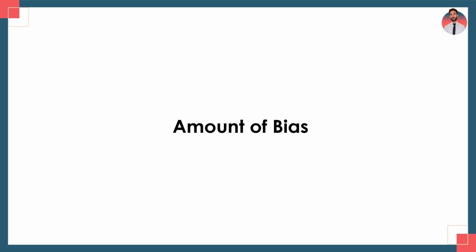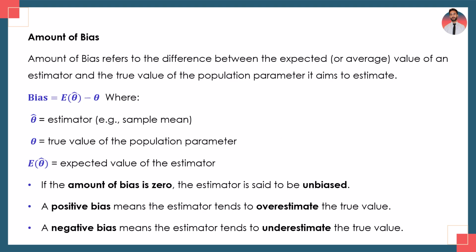In the second point, I will discuss amount of bias. Amount of bias refers to the difference between the expected value or average value of an estimator and the true value of the population parameter it aims to estimate. The formula is expected value of theta hat minus theta, where theta hat is the estimator, for example the sample mean, and theta is the population parameter, which against the sample mean is the population mean mu.